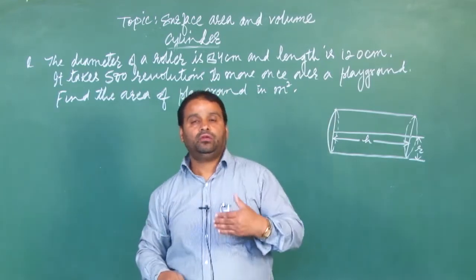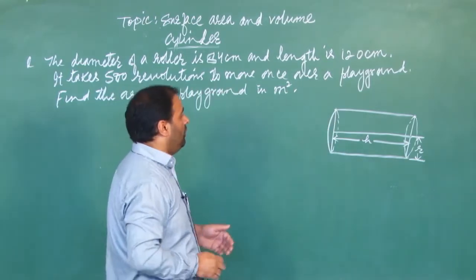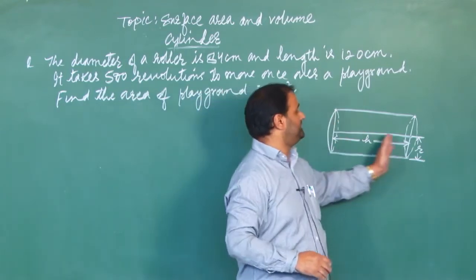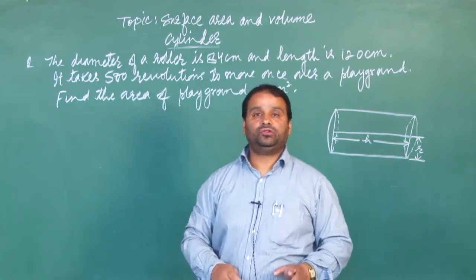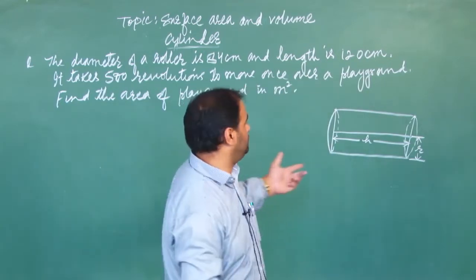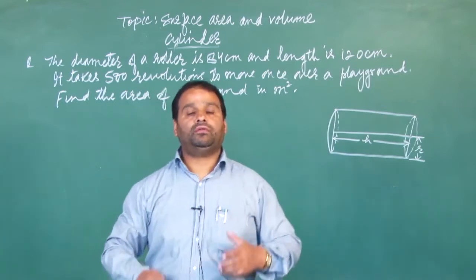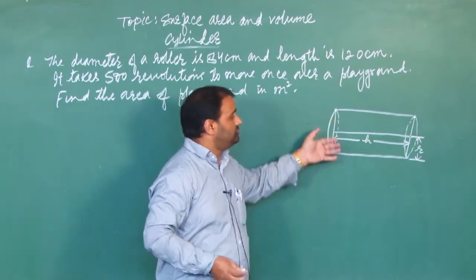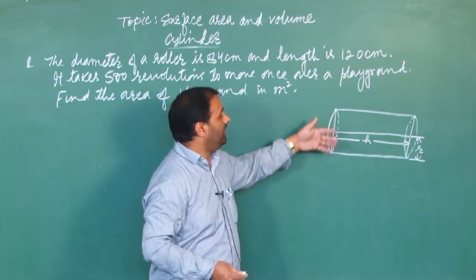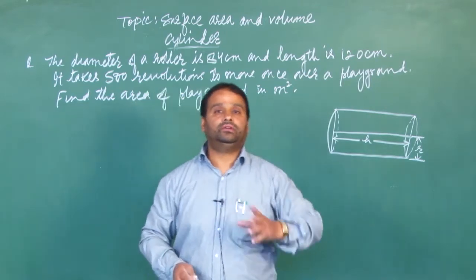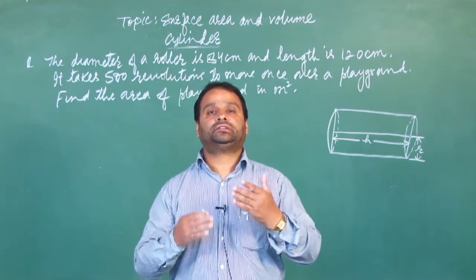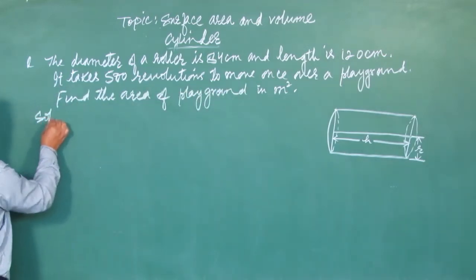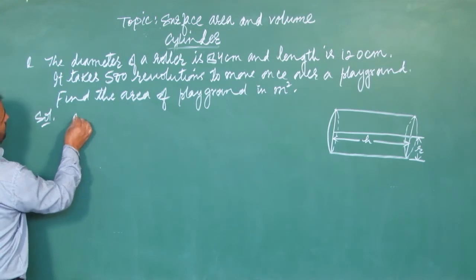of a cylindrical nature, when it rolls on the ground, only covers the curved surface area of the cylinder. The side faces that are circular in nature do not touch the ground. So this question is purely a curved surface area question. When this roller rolls on the ground, for one revolution, it will cover an area equal to its curved surface area.